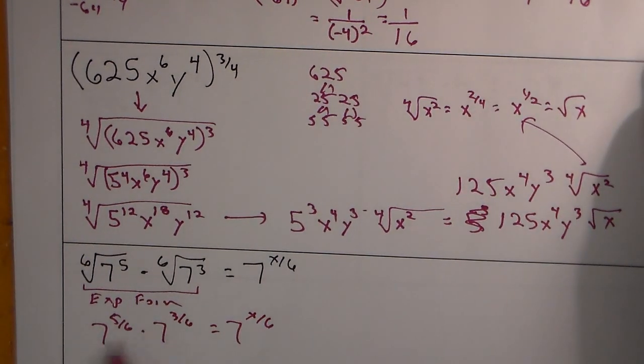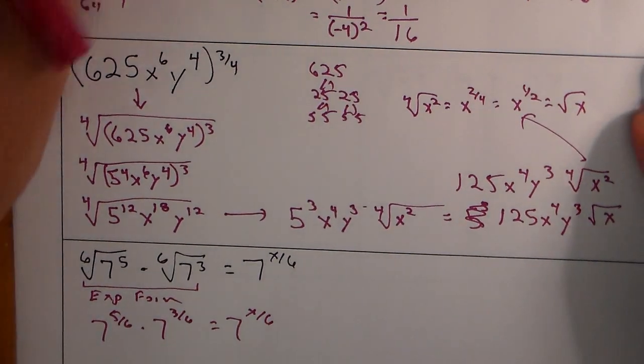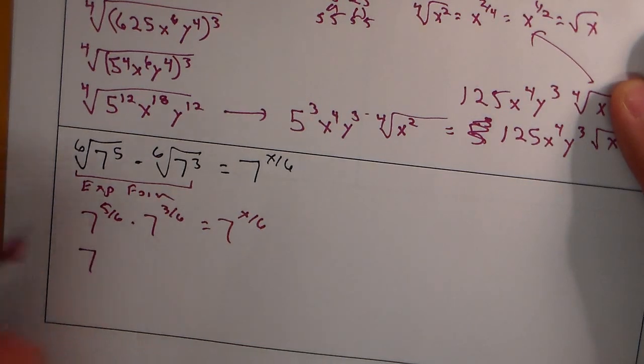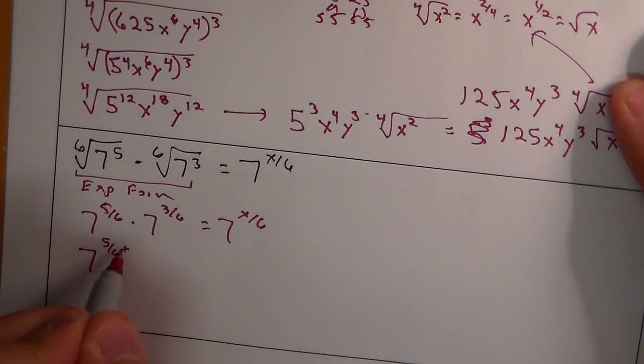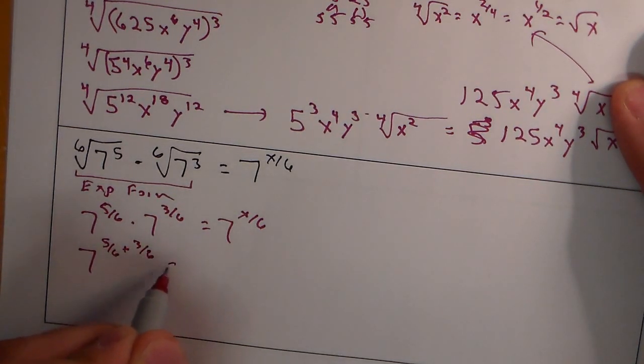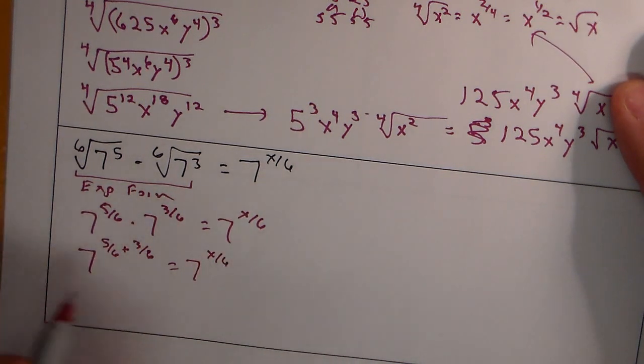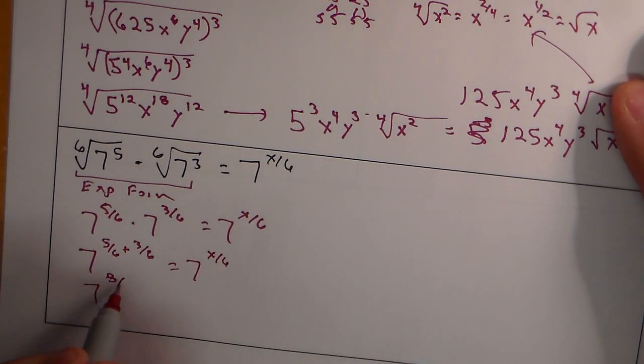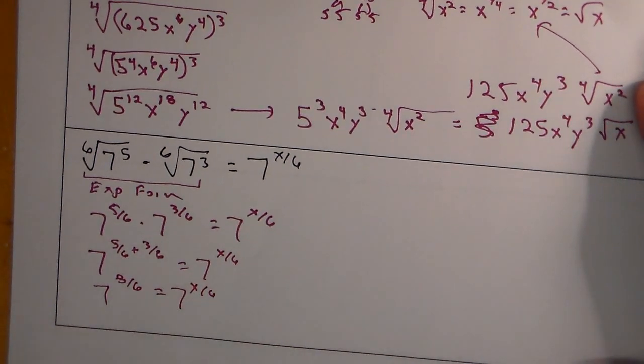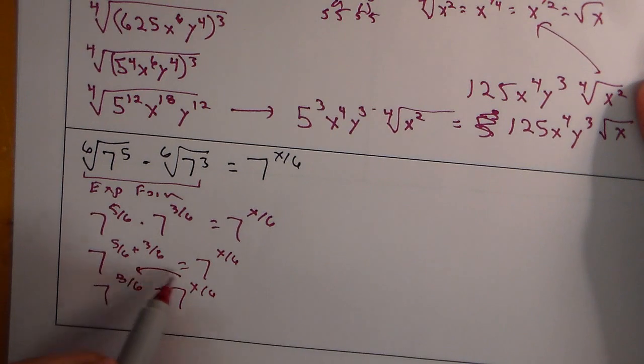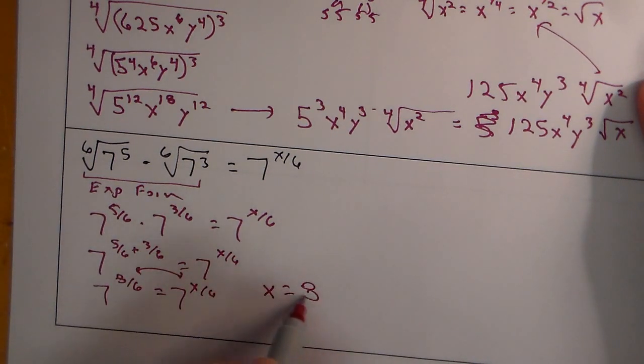Now I could look on this side and do the product rule. The product rule would give us adding the two, so that's 5/6 plus 3/6, and then we get 7 to the 8/6 equals 7 to the x over 6. And here, it's not really a solving problem from here because we're just looking, well, if I have 7 to the 8/6 and 7 to the x over 6, what's x? Well, it just matches up. Our answer turns out to be x equals 8.